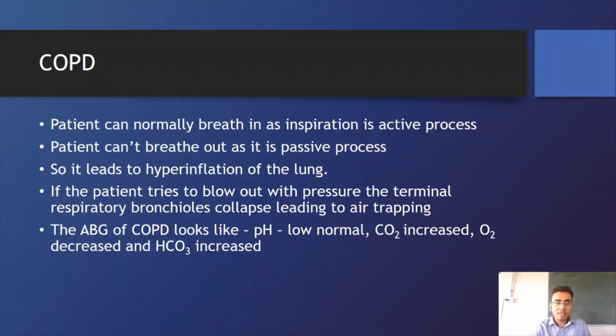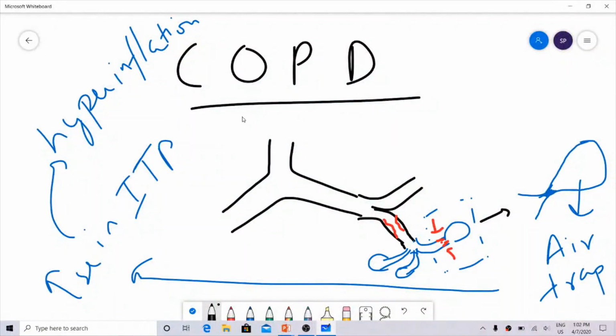What does the ABG of these patients look like? The pH is low normal, CO2 is increased, oxygen will of course be decreased, and you will see bicarbonate increase. Why is there an increase in bicarbonate? Because there is compensation. The CO2 increase has led to respiratory acidosis, and that is being compensated by the increase in bicarbonate by the kidneys, and that is why you get a low normal pH.